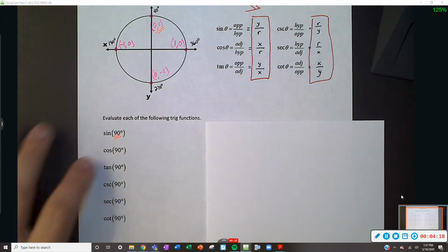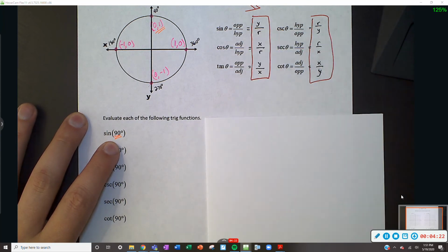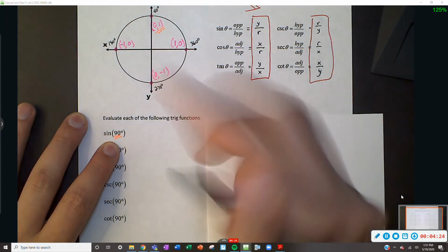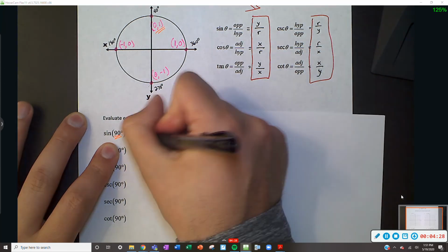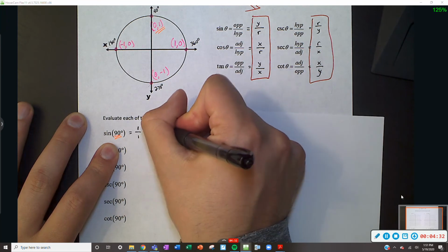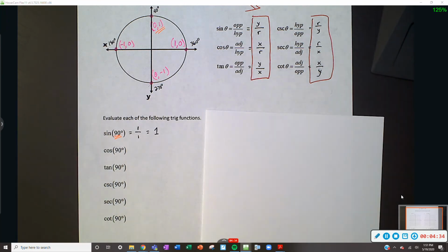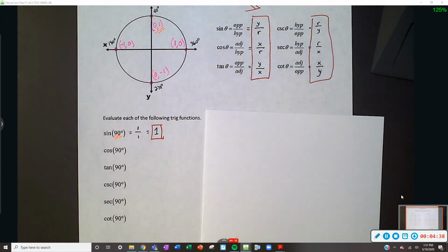So for sine, I know I'm looking at the y value divided by the radius. The y value for this coordinate is 1. The radius is 1. And obviously, I'm not going to leave my answer as 1 over 1. My answer is 1. So here's our first one.